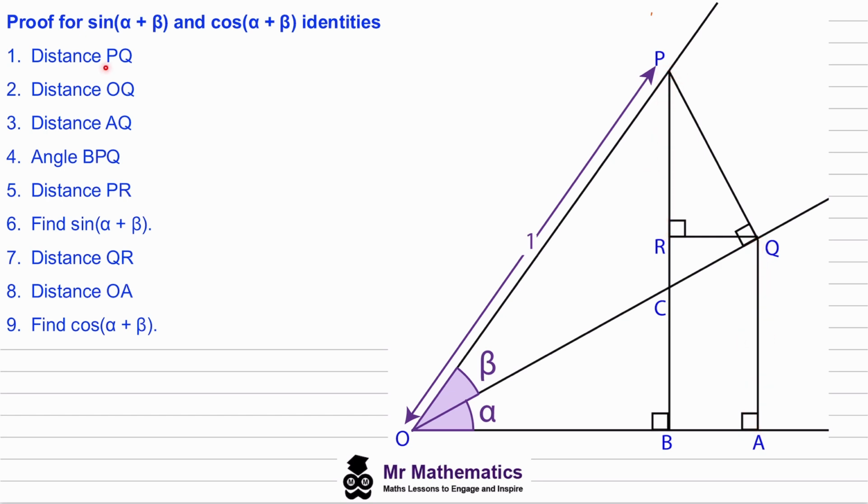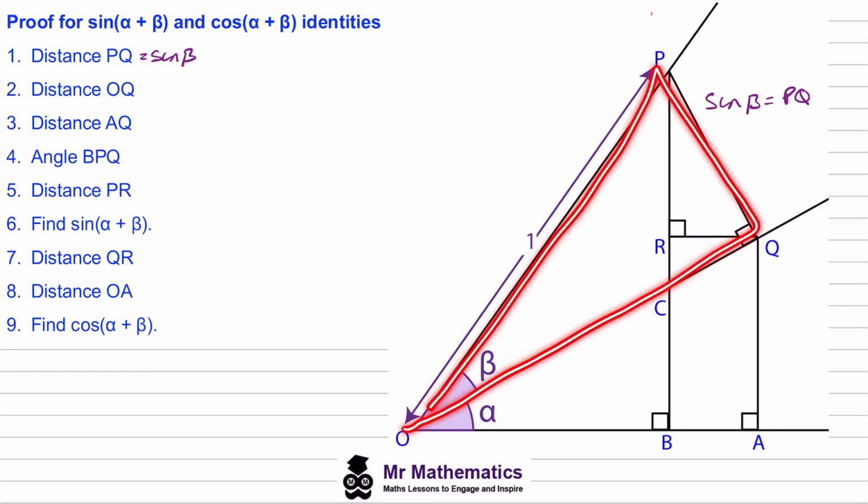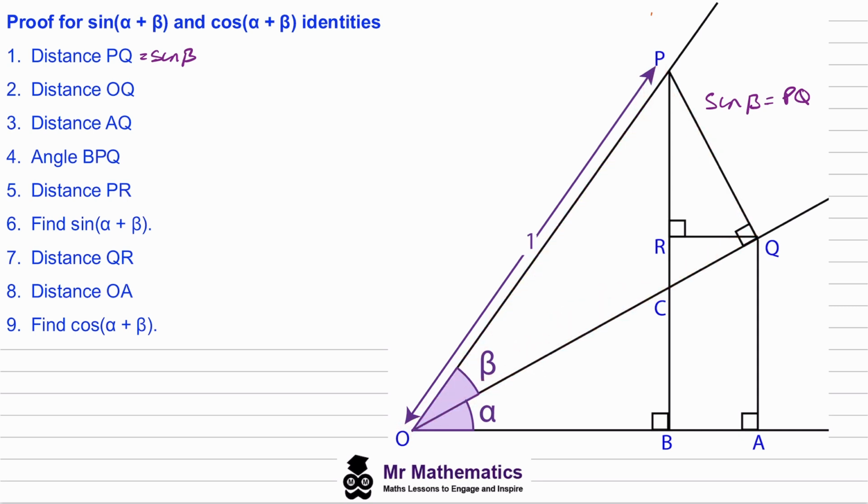If we begin with distance P to Q, this is this right angle triangle. And you can see this is the opposite length. So if we take the sine of angle beta, this will be the opposite divided by the hypotenuse of 1. So we can see that P to Q is sine beta. Distance O to Q is the same right angle triangle, but now we're looking at the adjacent length. So the cos of angle beta will be the adjacent O to Q divided by the hypotenuse again of 1. So O to Q will be the cos of beta.